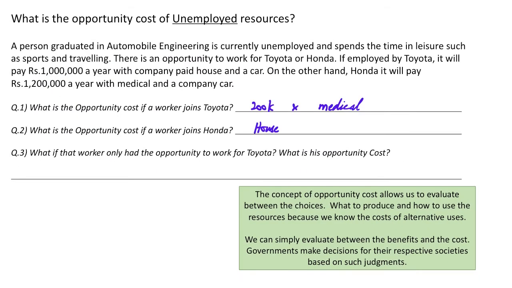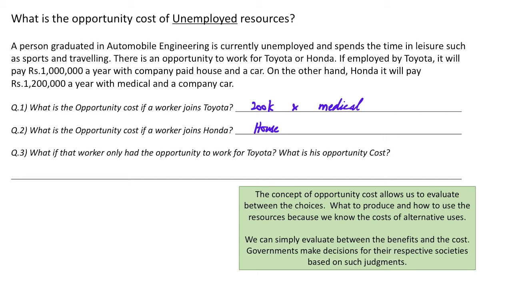Solve this. If you read closely, there's a person who is currently unemployed, and he just chills right now. He does his sports, he's traveling, and now he has an opportunity to work for Toyota or Honda. If employed by Toyota, he gets ₹1 million, a house and a car. On the other hand, if he goes for Honda, he gets 1.2 million, medical, and a car.